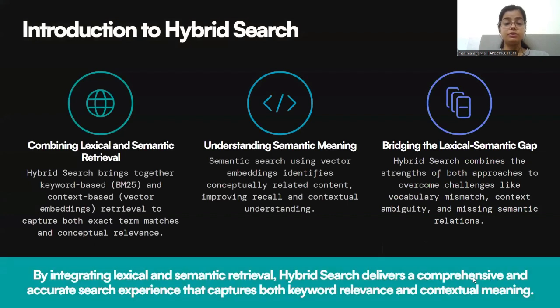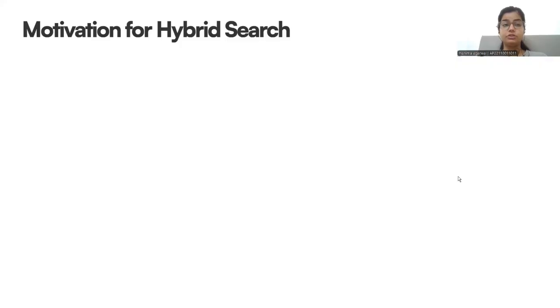So first of all, what exactly is hybrid search? Well, hybrid search is a combination of traditional keyword-based lexical retrieval and modern context-based retrieval, known as semantic meaning. Combining both gives us hybrid search. Semantic search using a vector embedding system identifies concept-related content, improving recall and contextual understanding. It also bridges the semantic gap. Hybrid search combines the strengths of both approaches and overcomes challenges like vocabulary mismatch, context ambiguity, and missing semantic relations.